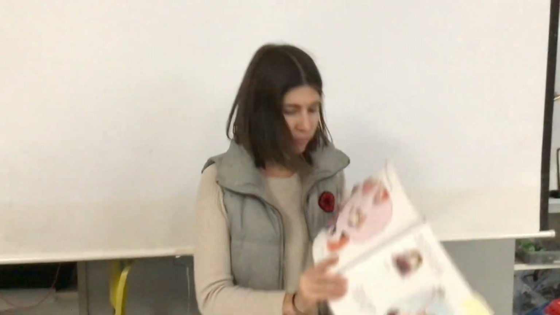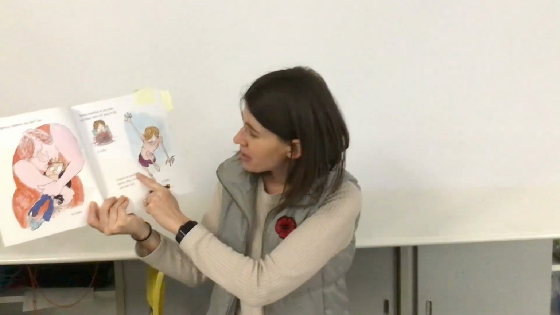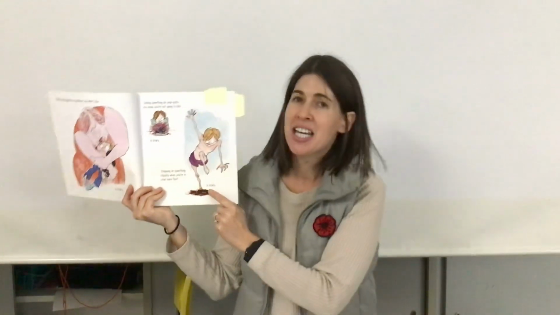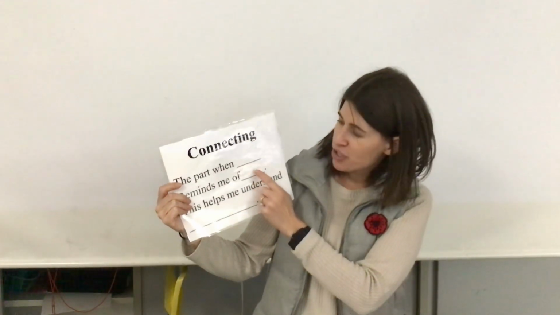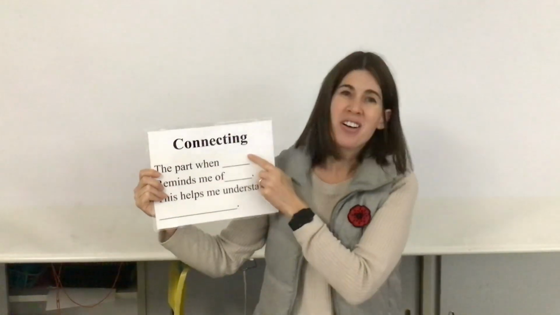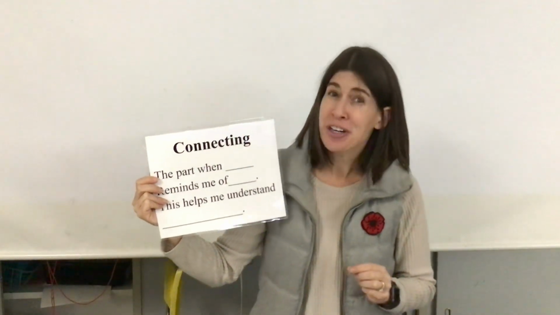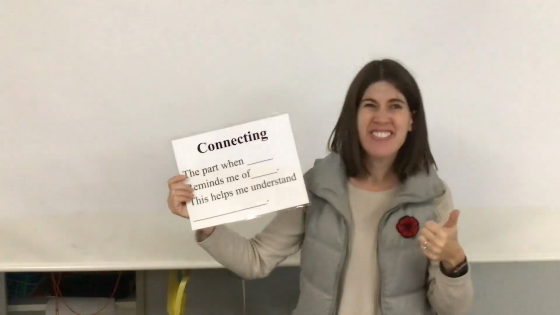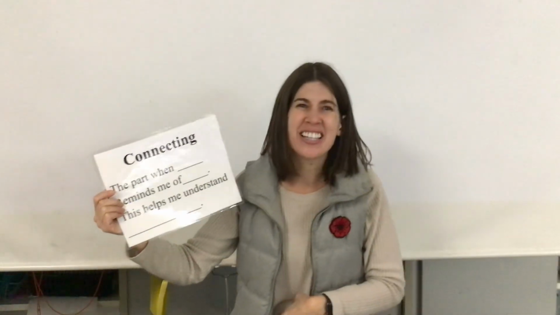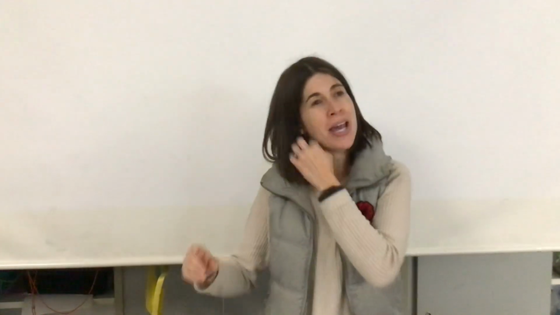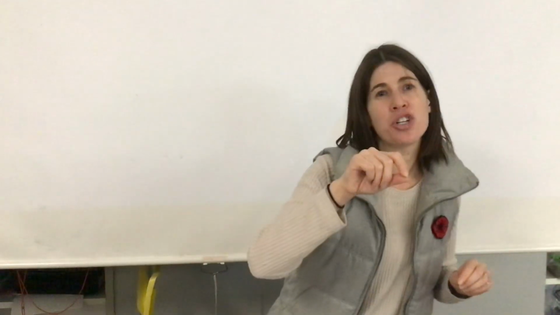So for example, on this page here, stepping on something squishy when you're in bare feet is scary. So I said to the kids, the part when the character in Some Things Are Scary steps on something squishy in his bare feet reminds me of when I stepped on dog poop in my backyard in my bare feet. This helps me understand how disgusted the kid felt, how shocked, that feeling of their tummy just going, ugh. So that was my connection. On my bright sheet of paper, I just jotted down squishy bare feet. And I remembered that connection.